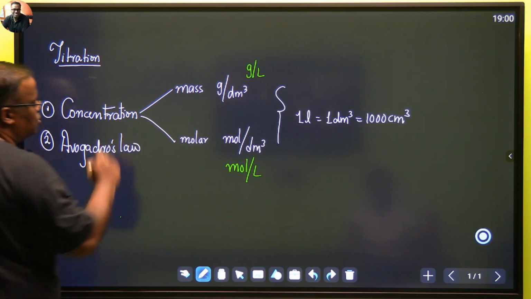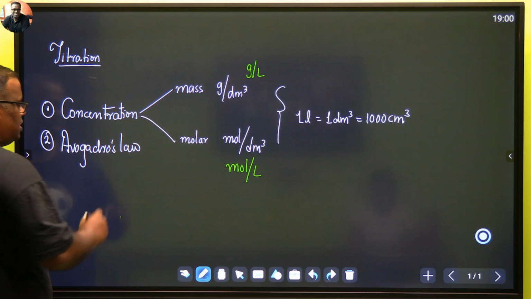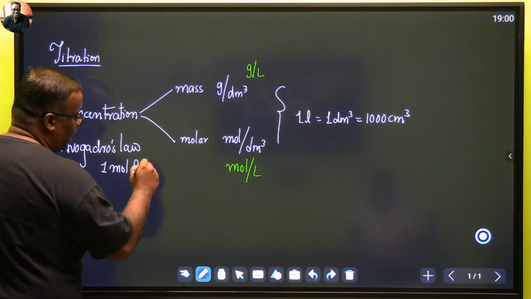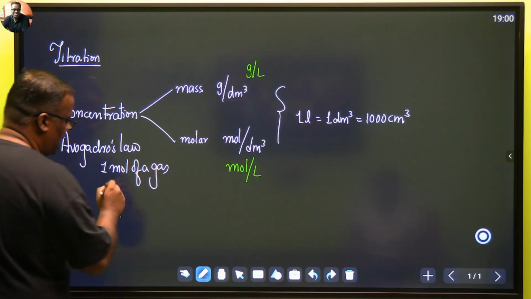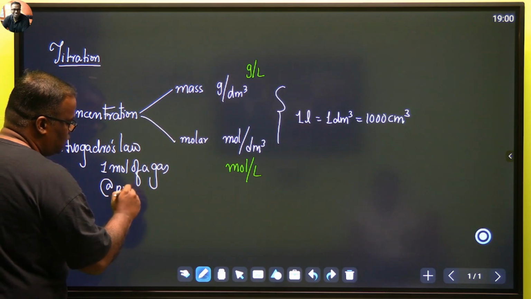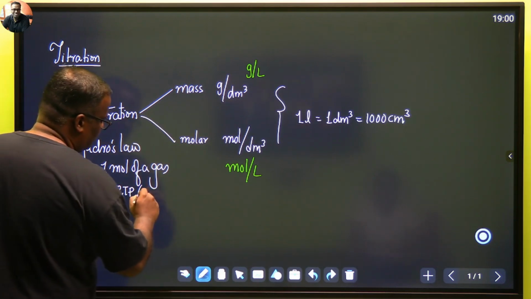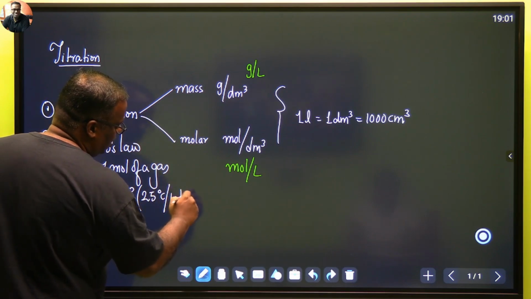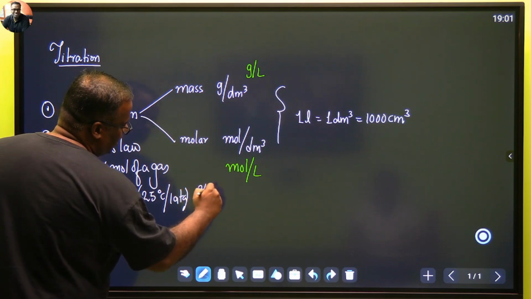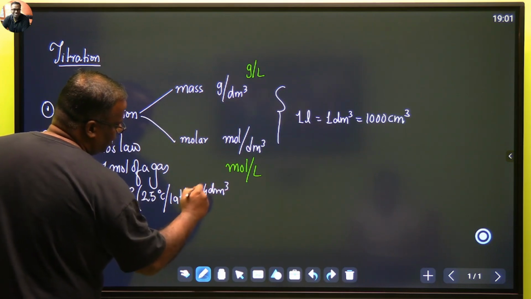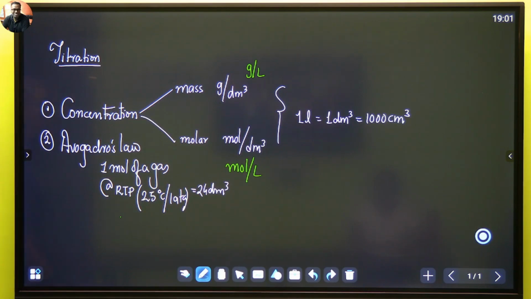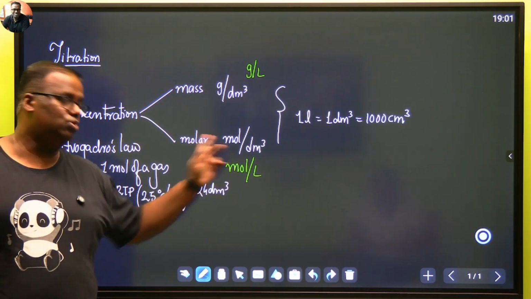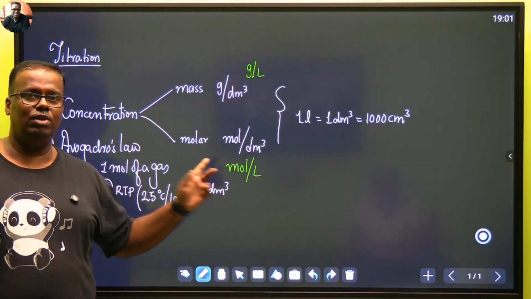Avogadro's law says that 1 mole of a gas, this is typically for gas, at RTP, room temperature and pressure. And what is room temperature? We study 25 degrees centigrade and 1 atm pressure, occupies a volume of 24 dm cube. Clear? These two you should know. Are all of you fine with these two concepts? Then only we will understand what is titration.